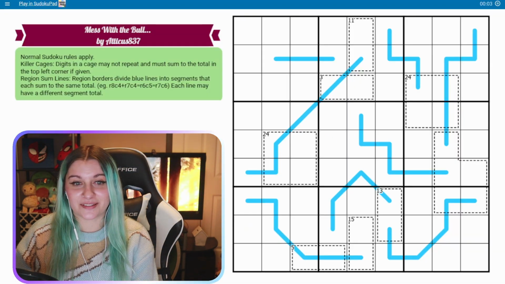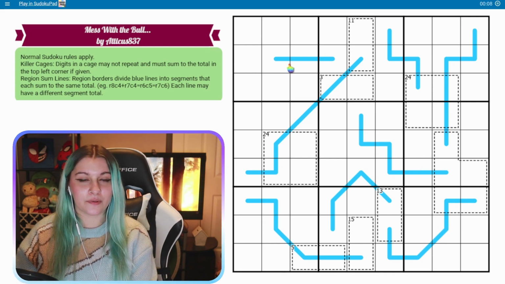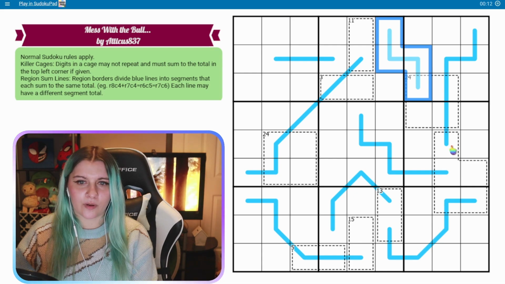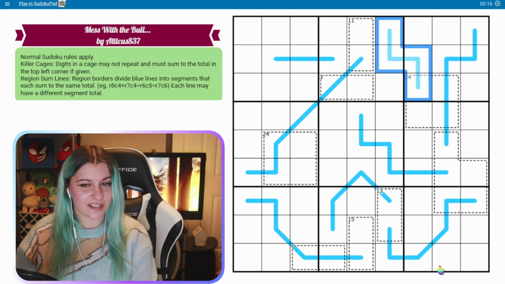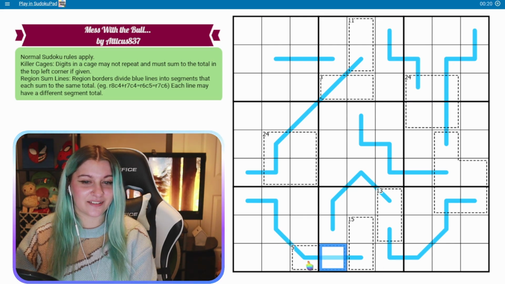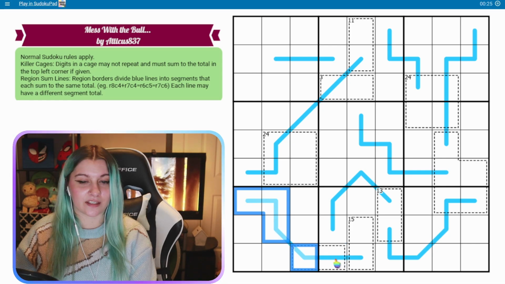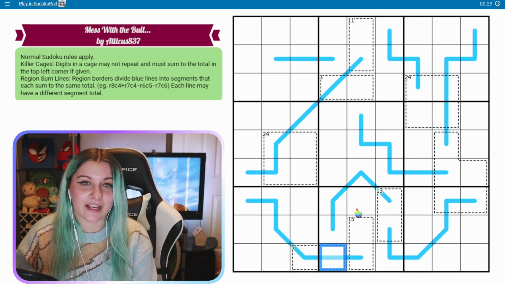Ooh, how do you want to get started? Oh, it's been a while since I've done some region sumline stuff. I'm wondering if there's any overlaps with cages that'll help me out. I have a 5 here, but it breaks the line: part of it's on one segment, the other part's on the other segment. So not too sure about that one.